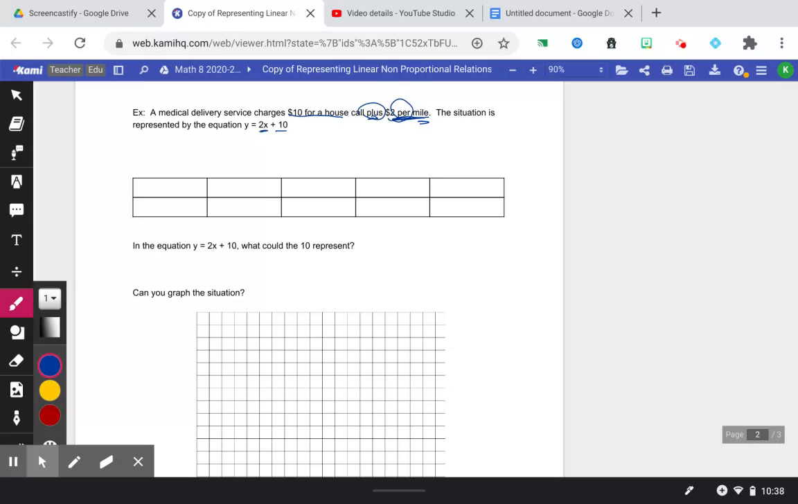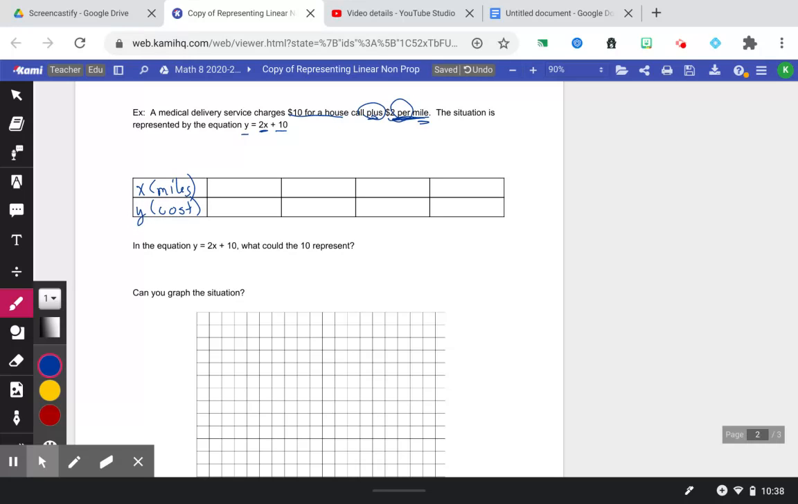So right here, it looks like my x is going to be miles. Well, what's the y? Okay, we're talking about how much the delivery service charges. So my y would be the total cost. Okay.